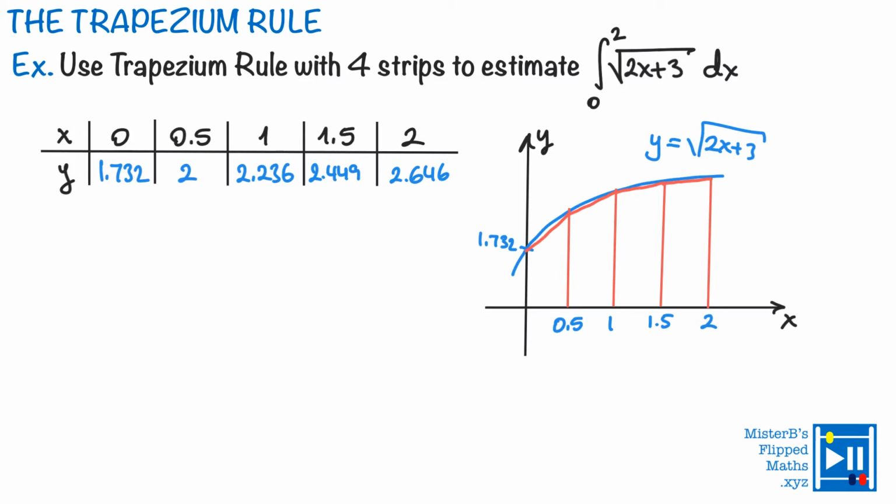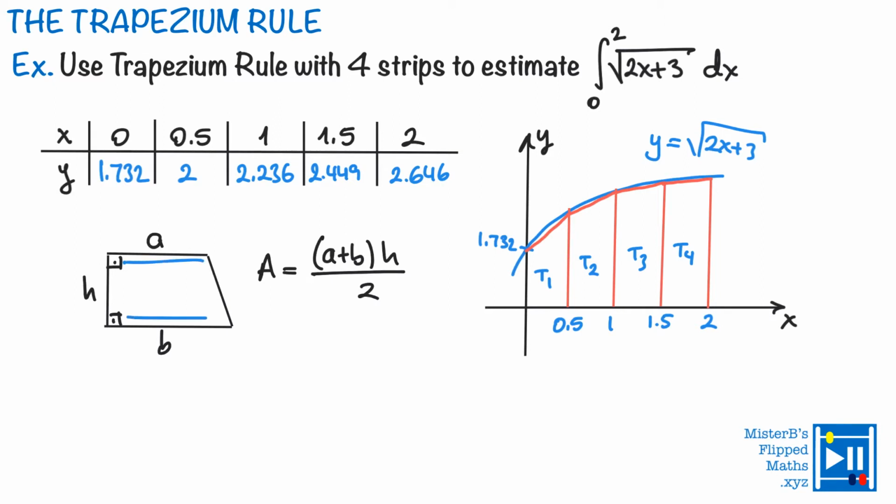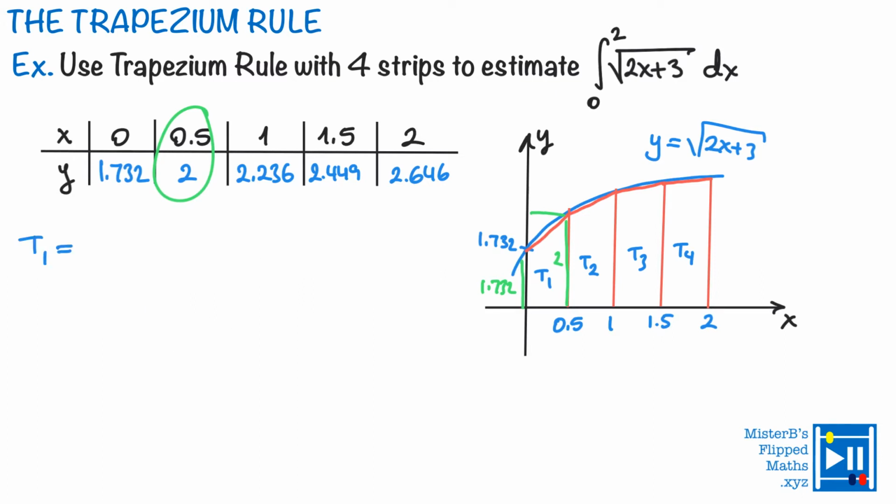I'm going to name the trapezia T1, T2, T3, and T4. Now, the area of a trapezium is the sum of the parallel sides multiplied by the height, divided by 2, because we use triangles to find the area of a trapezium. That's why we're dividing by 2. Now, my parallel sides for T1 would be these. I know that this is 1.732 and this one is the value of y for 0.5, so that's going to be 2. So for T1: 1.732 plus 2, multiplied by the height, which is 0.5, divided by 2. This is the area for T1.